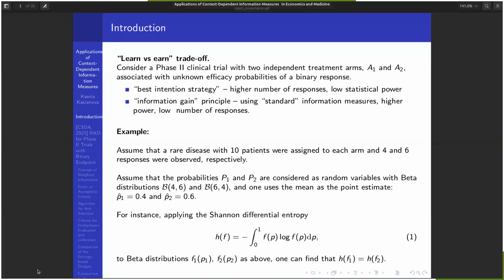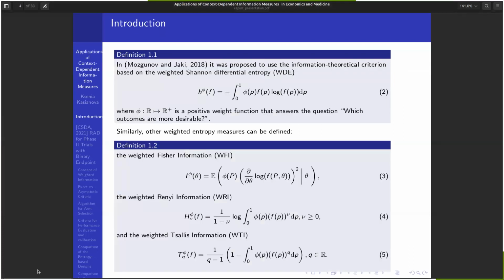Exactly the same, which can be problematic because sometimes one result is more interesting to us or more desirable. In this case, we want to say that 6 successful responses are better. To do so, we can apply the weighting.